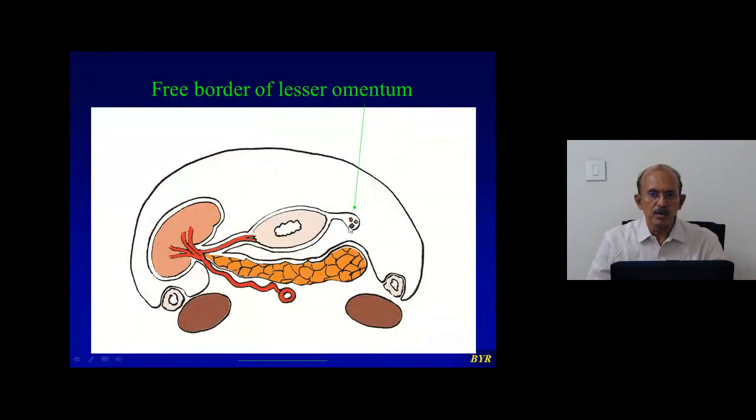This is a cross-section view. So this is the free border of the lesser omentum. This is the lesser omentum. And here you can see the pancreas. And of course, here will be the inferior vena cava. Behind the pancreas, you will find the inferior vena cava.